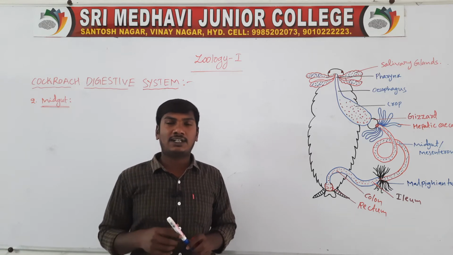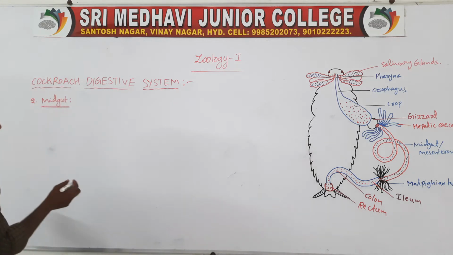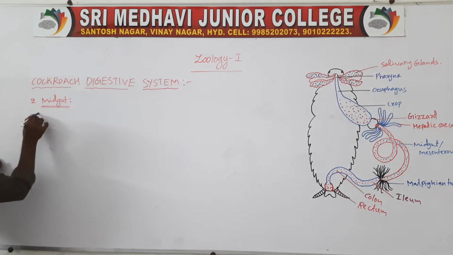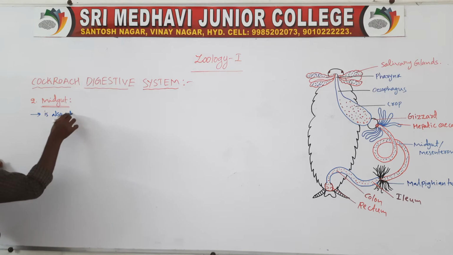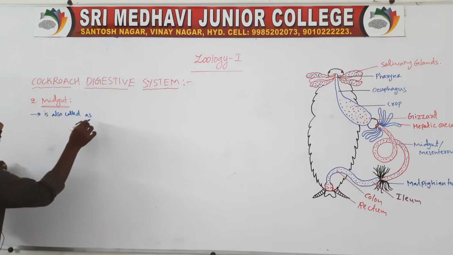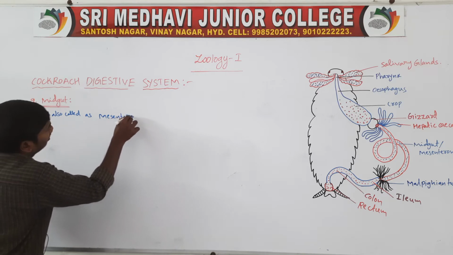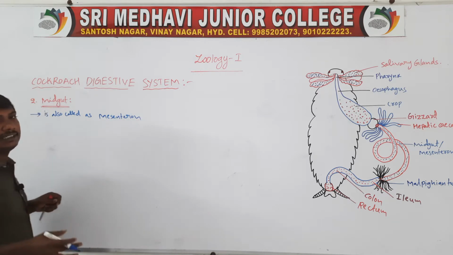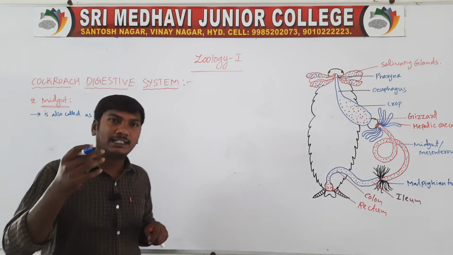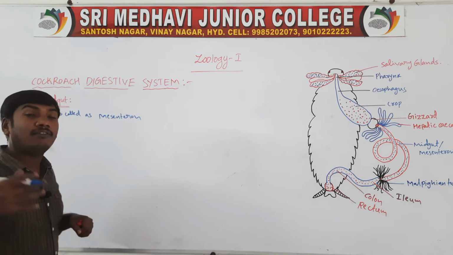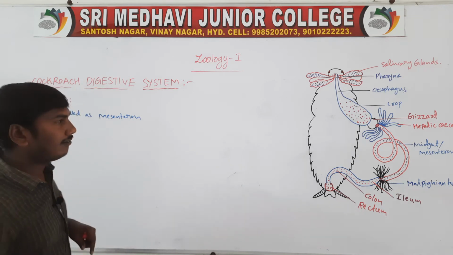First one, the foregut is completed. Next one, the midgut. The midgut is also called the mesenteron, or ventriculus.